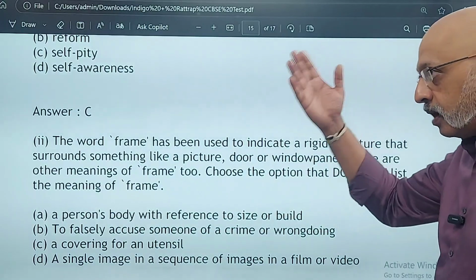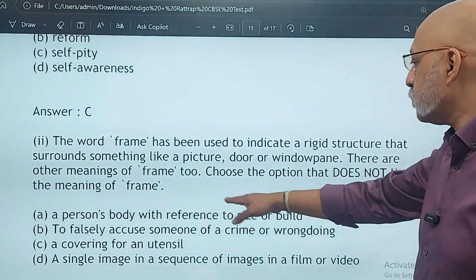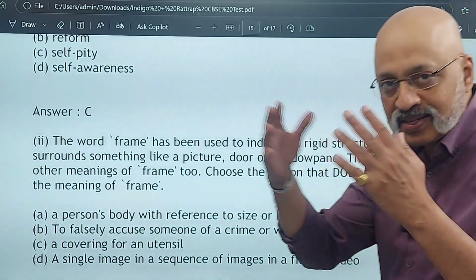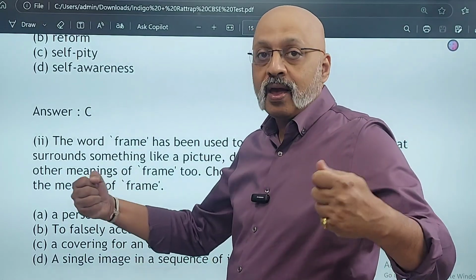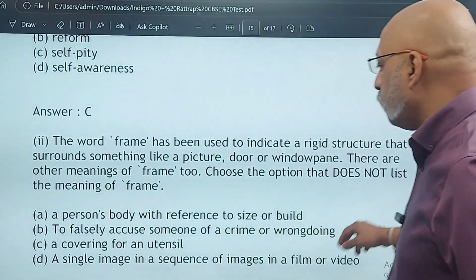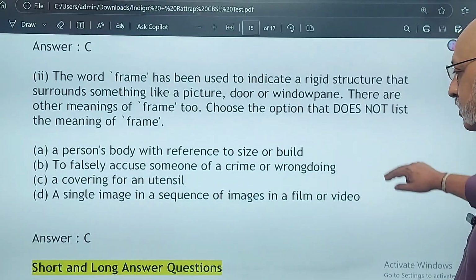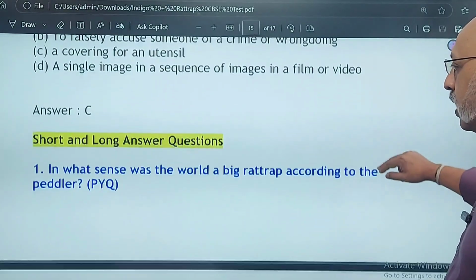A person's body with reference to size or build, again, this is a noun. Oh, he is of a large frame, which means that he is of very heavy build. So the covering for a utensil is the right answer out here. So let's look at some short and long answers.